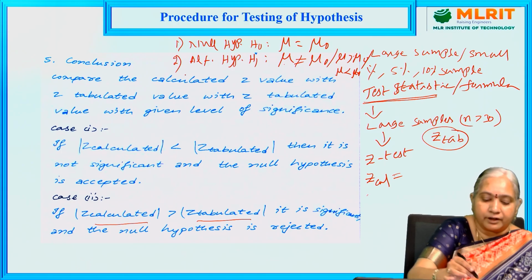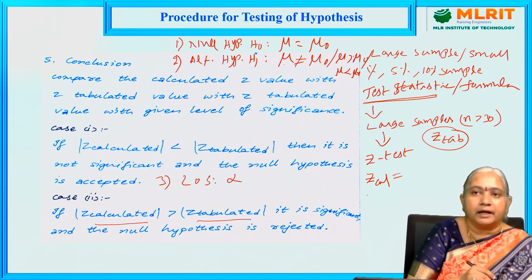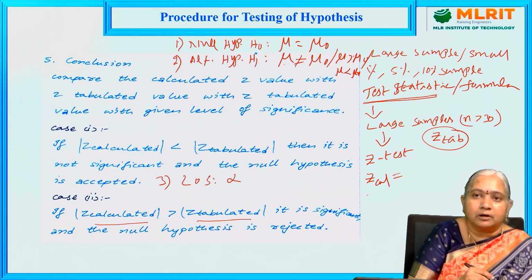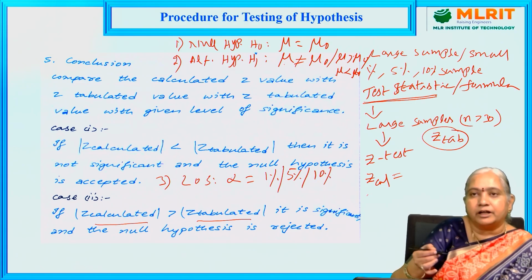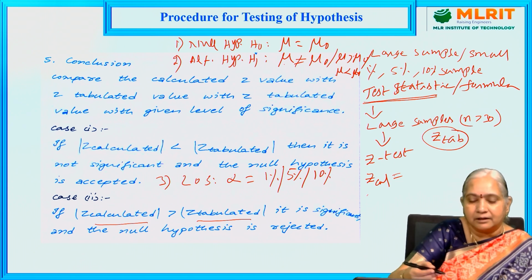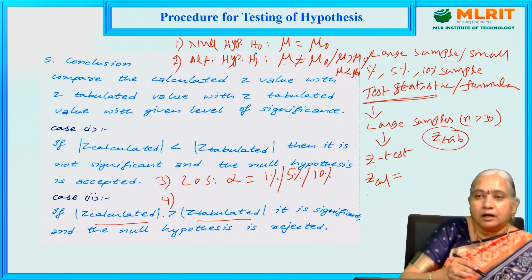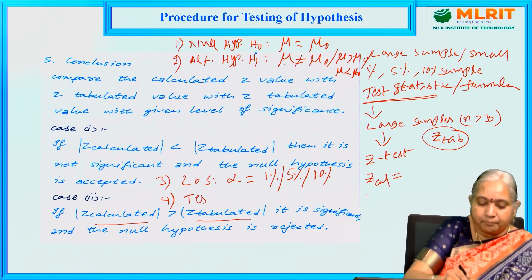The third step is the level of significance, which is denoted by alpha. That means in our claim, at what percentage there may be error. So that error is denoted by alpha, which may be 1% or 5% or 10%. Generally, we take this much error percentage and we test the hypothesis. And the fourth step is, based on the sample data, we apply the appropriate test statistic or formula, that is a test statistic.